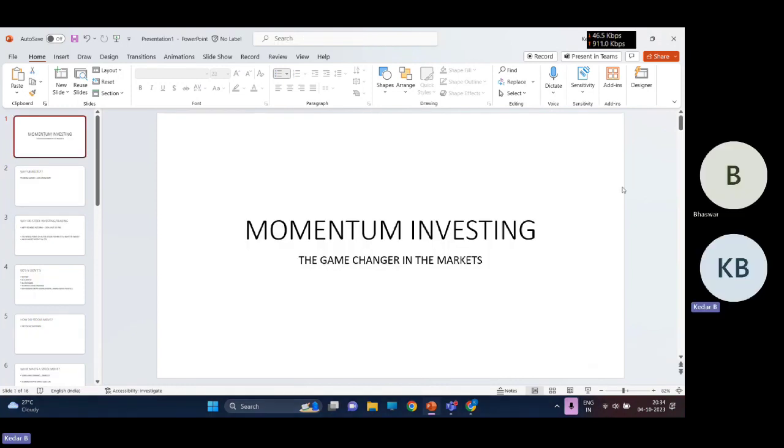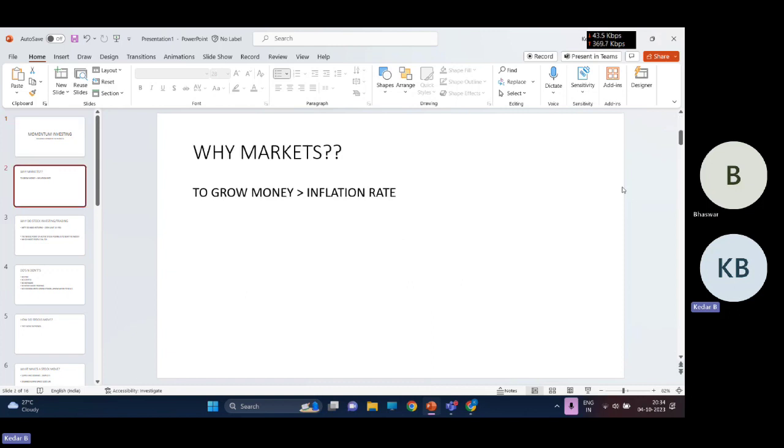So, momentum investing. This has been the game changer in the markets. Such a basic start, I know, but still.